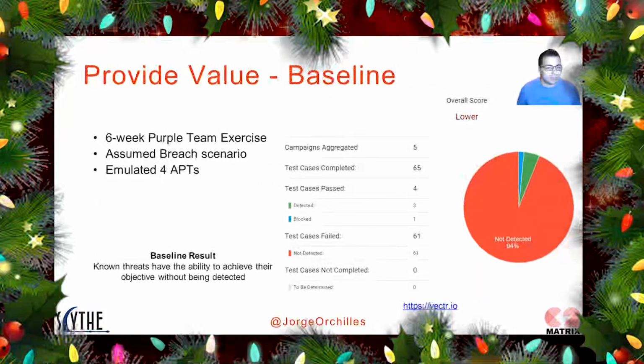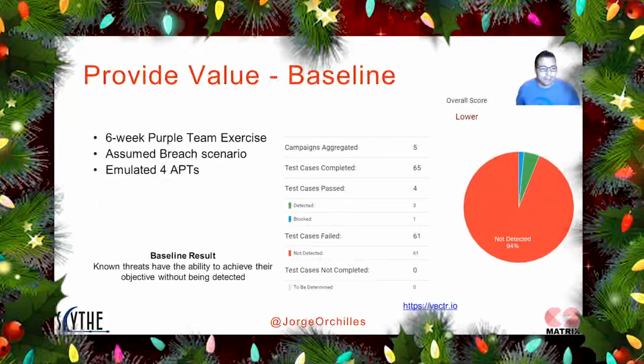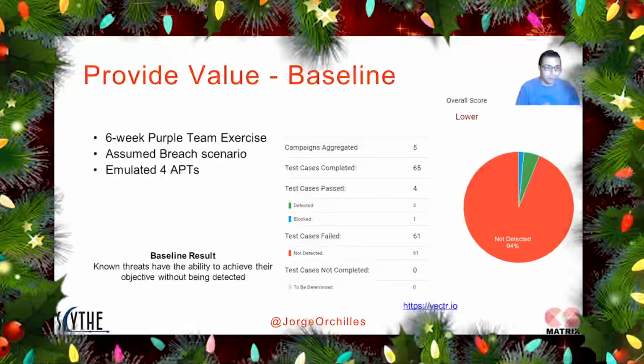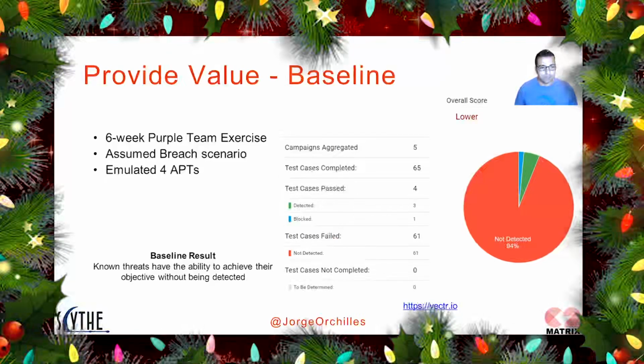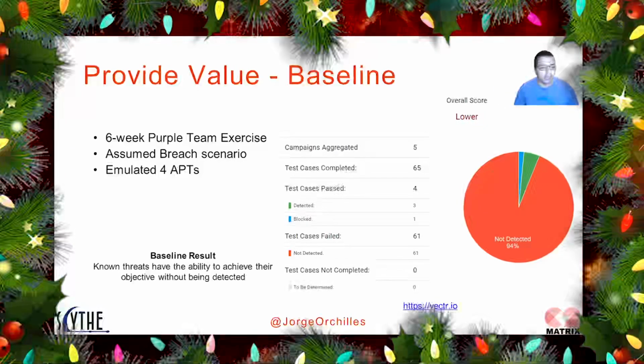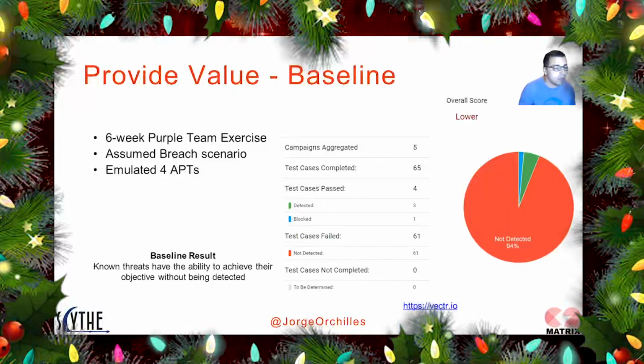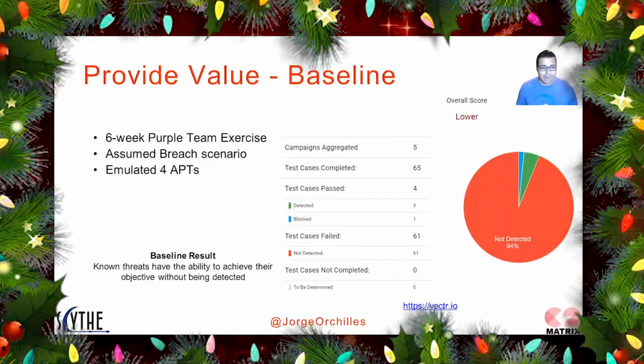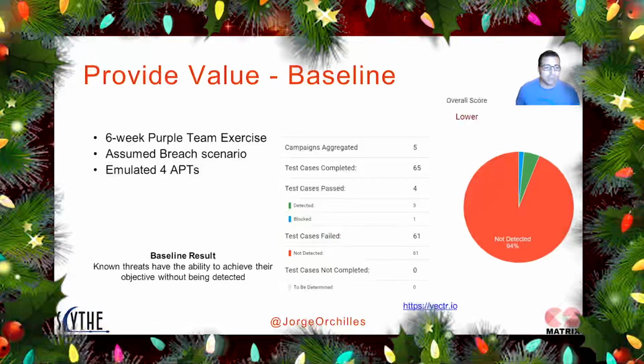And then you have to provide value. So this is an example of a 6-week-long purple team exercise. We were actually hired to do the cyber threat intelligence, red team, blue team, and exercise coordinator. So we brought a big team in to this organization. And we did an assume breach scenario. That means that we ran everything internally. We did not focus on phishing or exploitation. We started on a system. And we emulated a variety of different APTs, from Russian to Iranian to Chinese. And we tracked this. We used Vectr, and that's what you can see here on the right.